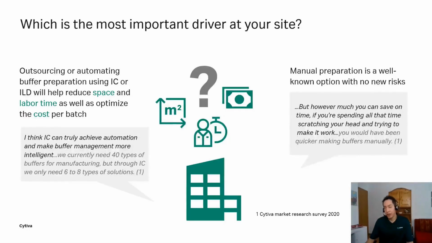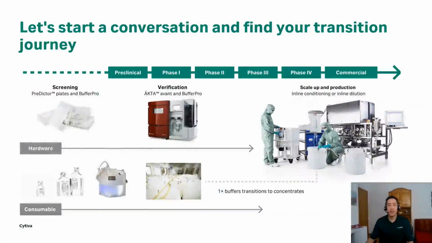Look at this quote from the market research. This customer needs 40 types of buffers. Those are 40 different productions, 40 buffer batch records, QC tests, etc. And via the IC solution, they could reduce that volume to 6 to 8 single component stock solutions. This is quite staggering when thinking about the costs associated with each of those buffer productions and the savings that can be achieved when implementing the new approaches. So let's start that conversation.